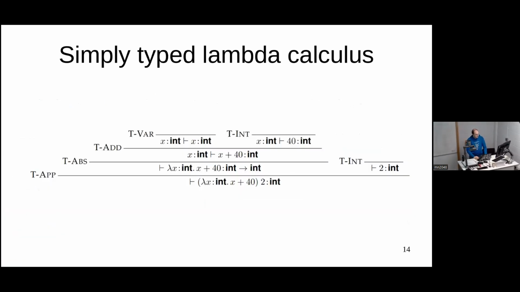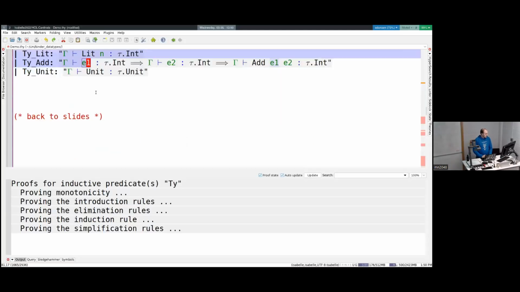So then again, these were the lecture notes, so there's some way to see how it works. If we read this from the bottom, if we want to prove that this term in the empty context has type int, we can apply these rules, and at the end we have no assumptions anymore. So we have concluded that, and we can do the same thing in Isabelle.